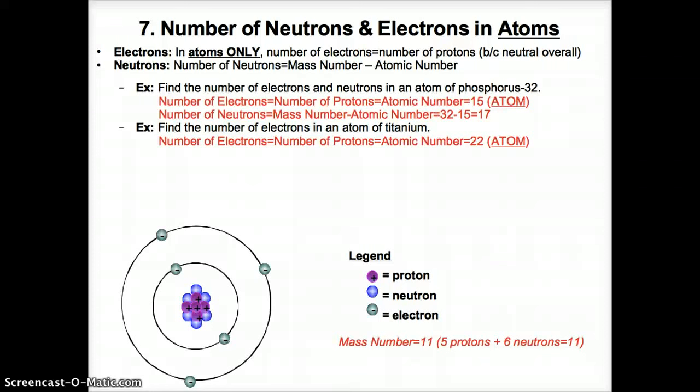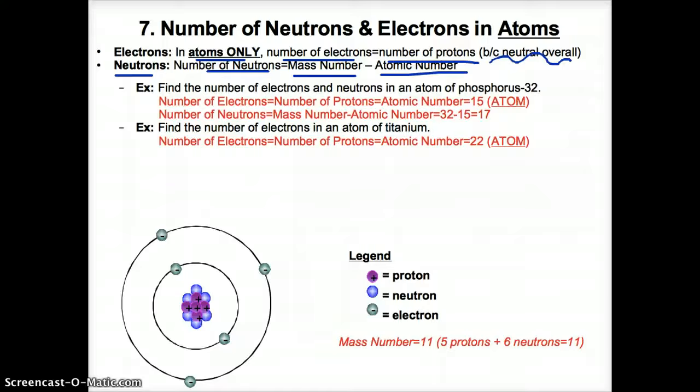As we know, in atoms only, the number of electrons always equals the number of protons, since an atom is neutral overall. Based on what we already know about atomic number, we can also say that the number of electrons equals the number of protons and the atomic number for an atom. Next, to find the number of neutrons, all we have to do is rearrange the formula for mass number from before, and that gives you that the number of neutrons equals the mass number minus the atomic number. All right, so let's try 2 examples of this so we understand this better.